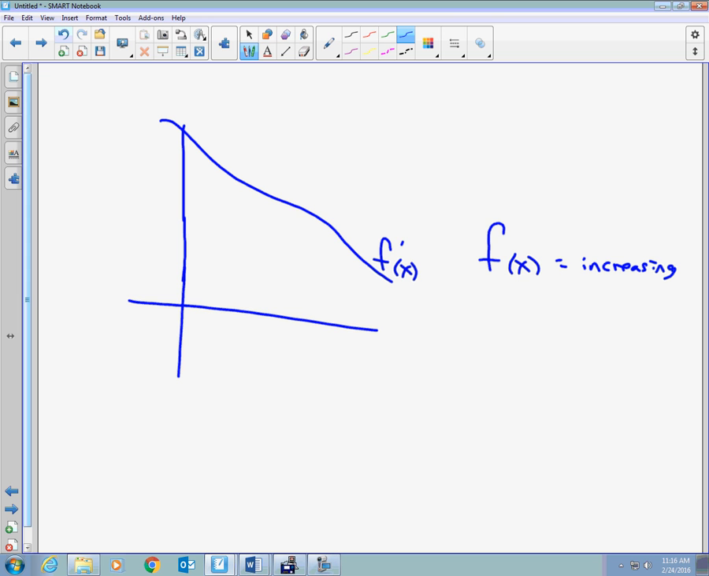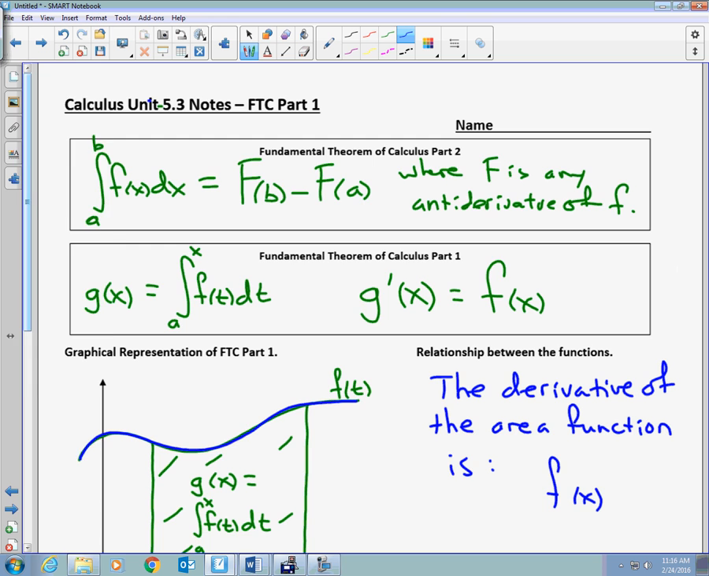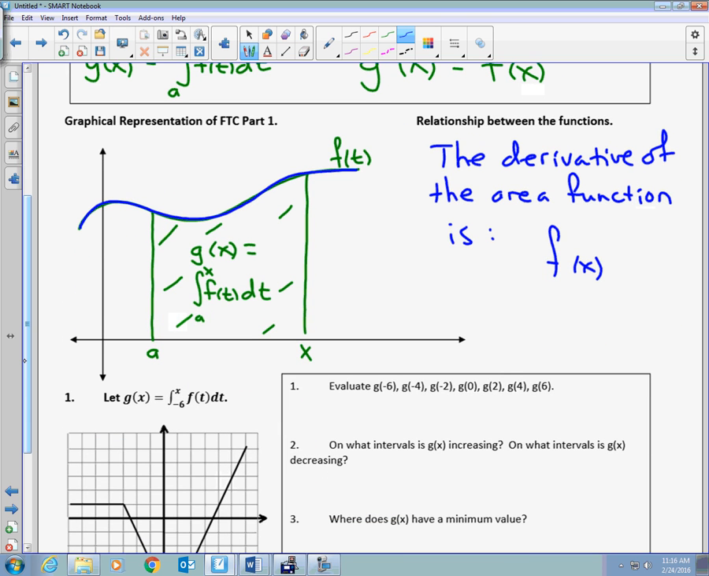F prime of x is the derivative of f of x, right? So f of x is the antiderivative, correct? F of x is like the area function. Well, look at this. This is a derivative of the area function. Is this positive or negative? Because it sits above the x-axis. So is the area increasing or decreasing? Increasing as we move to the right. Exactly. So that's what we're trying to bring to you.